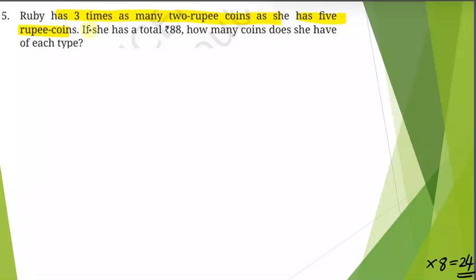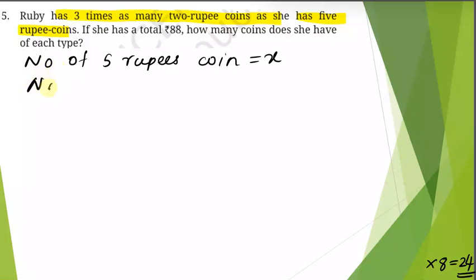So we have to consider the number of 5 rupee coins and the number of 2 rupee coins. If we consider the number of 5 rupee coins as x, already given in the question, she has 3 times as many 2 rupee coins as 5 rupee coins. So the number of 2 rupee coins will be 3 times that of the 5 rupee coins. So it will be 3x only. Got it? Now given that she has a total of 88 rupees.